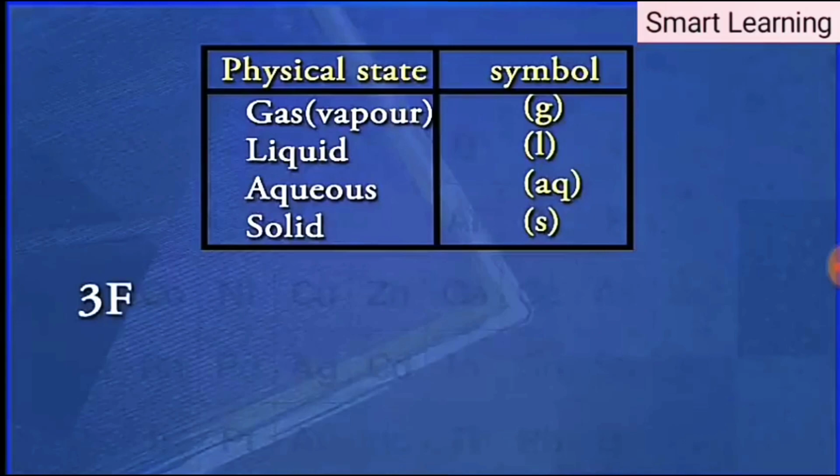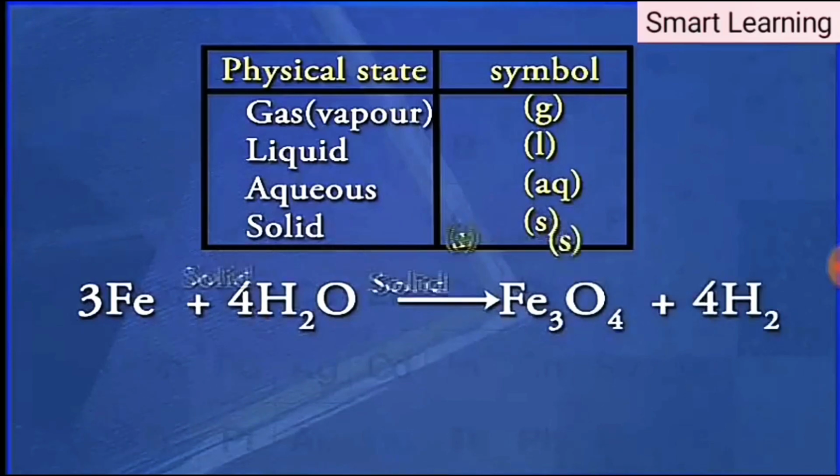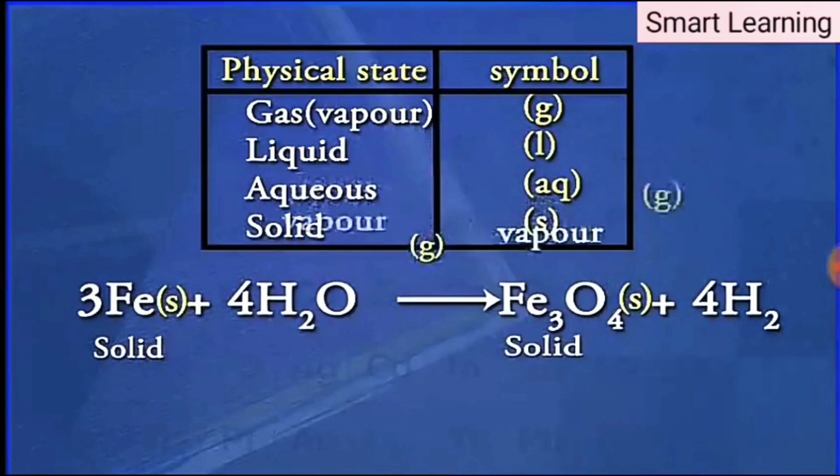This can be understood better with the help of an example. In the given equation, Fe and Fe3O4 exist in solid state, whereas H2O and H2 are in gaseous form.